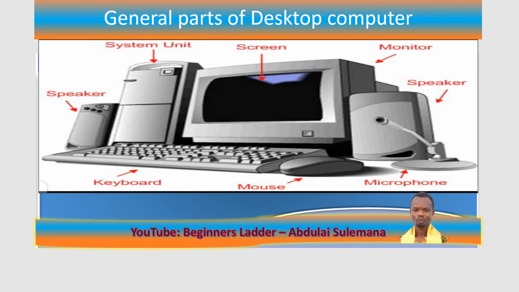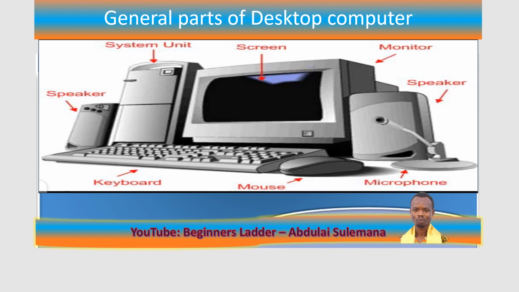Are we together? So all these components must be connected to the system unit before you can have your computer running. Think of the speaker, it should be connected to the system unit. The keyboard, the monitor itself, and the mouse must all be connected to the system unit. Their connectivity is permitted by the slots, sockets, and connectors that are in the system unit.